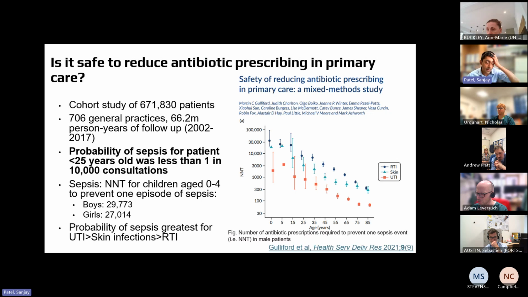But in primary care, there's a real worry. The litigation aspects of medicine have made people very fearful of not prescribing. And this is some adult, all age data, actually, on that graph. On the x-axis is age in 10-year periods or something, and on the y-axis, logarithmic, is the number needed to treat to avoid a case of sepsis.